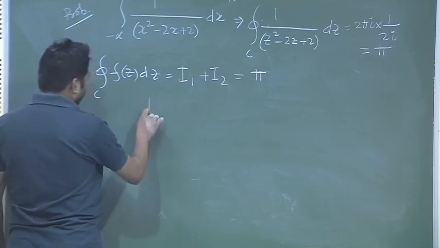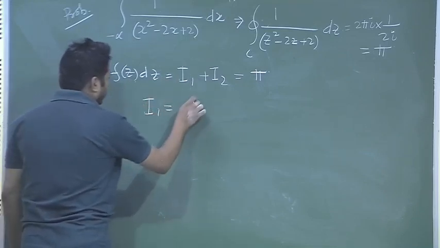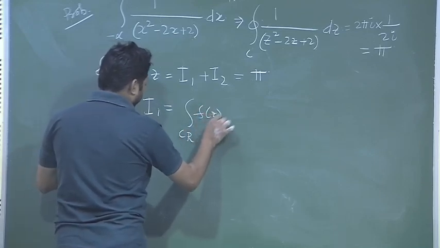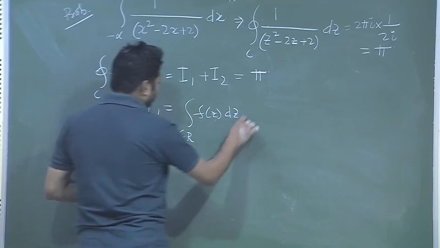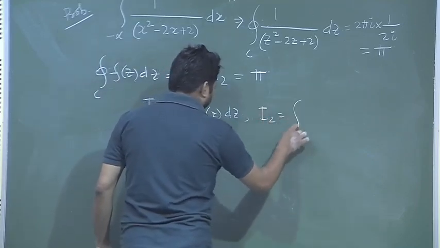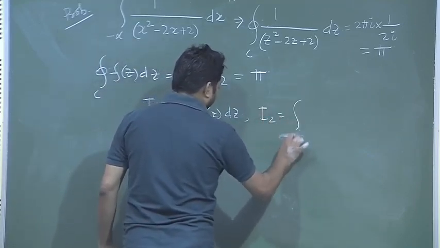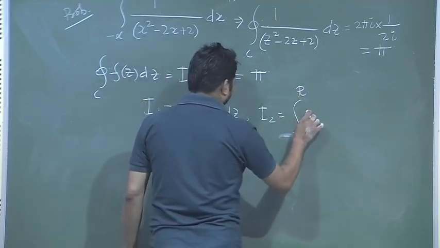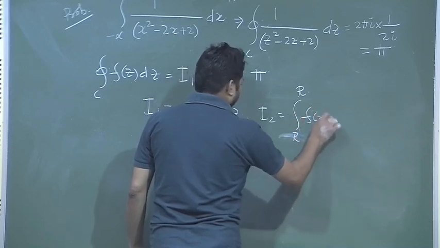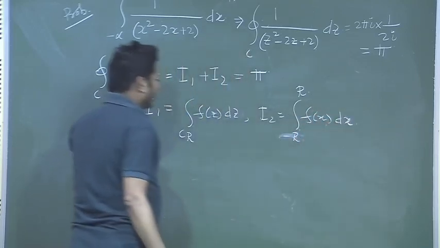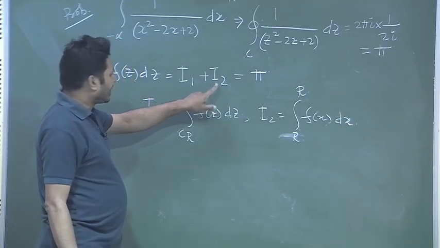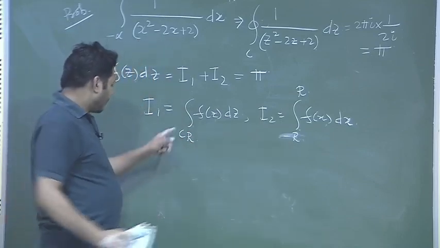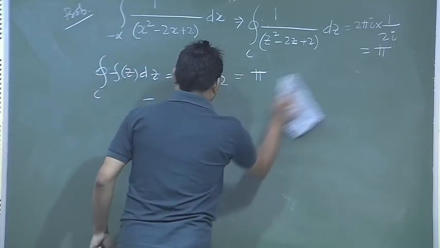What is I1? I1 is the integration over CR of the function of z dz, and what is I2? I2 is the integration from minus r to r of the function of x dx. I need I2 here because I2 is my integration, and then I put r tends to infinity, that is the concept. So, let us find out what this CR is.